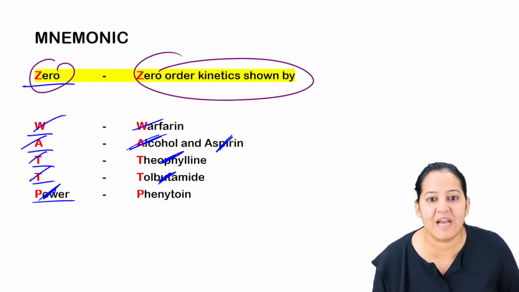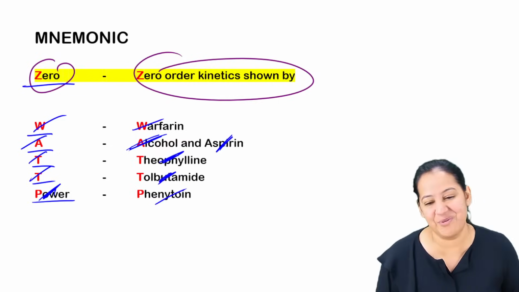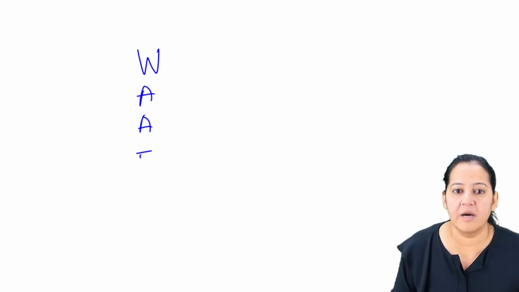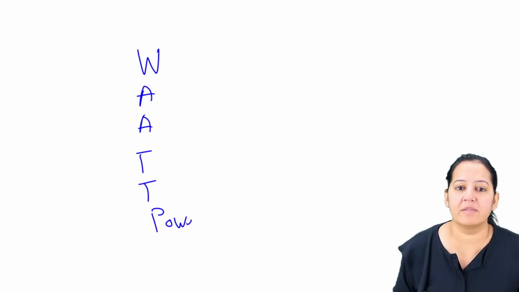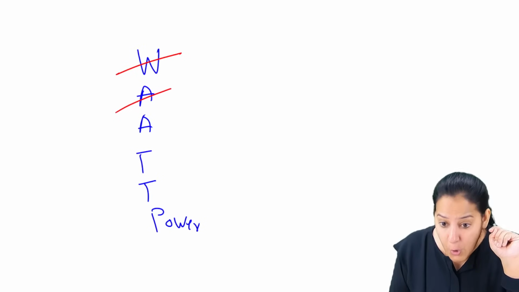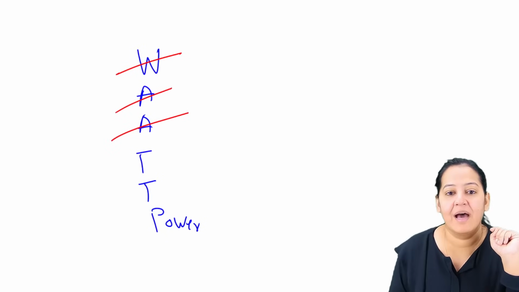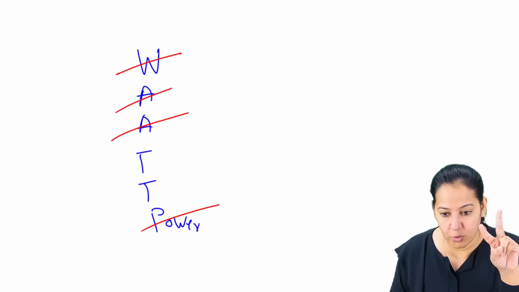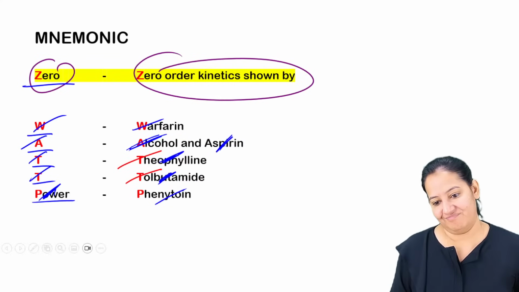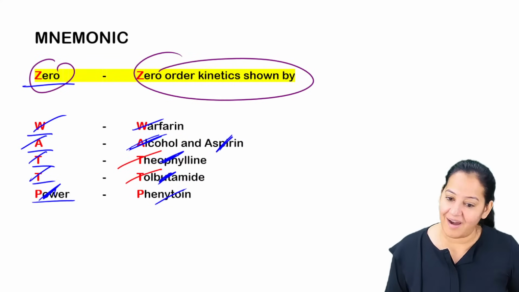And power, P stands for phenytoin. You have to learn the mnemonics. I'm sorry, but you have to learn. So zero order kinetics is followed by W, double A, double T, power. This is the mnemonic: watt power. So warfarin, alcohol, aspirin, and P is phenytoin. What are the 2T? Tolbutamide and theophylline. So please learn it by heart.